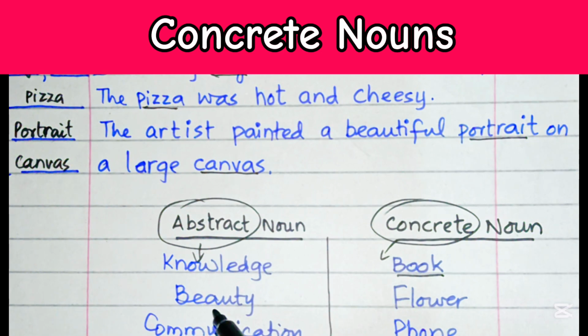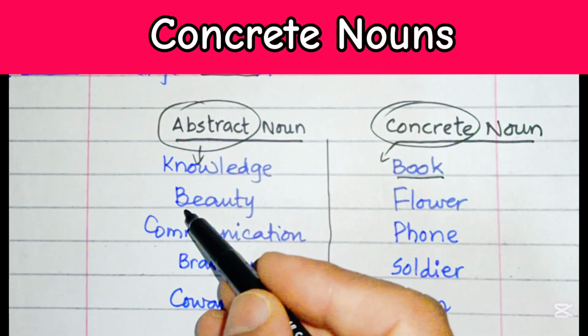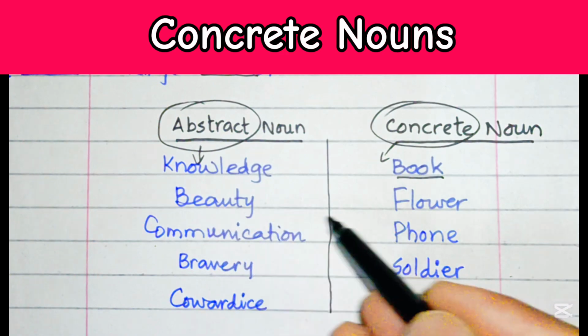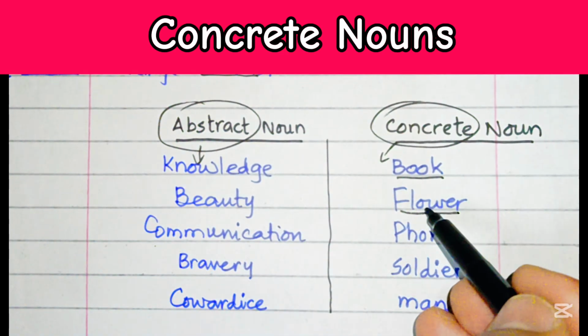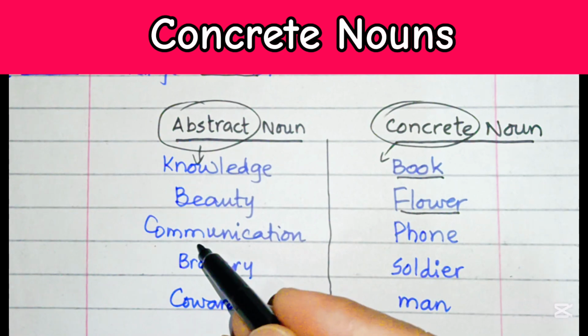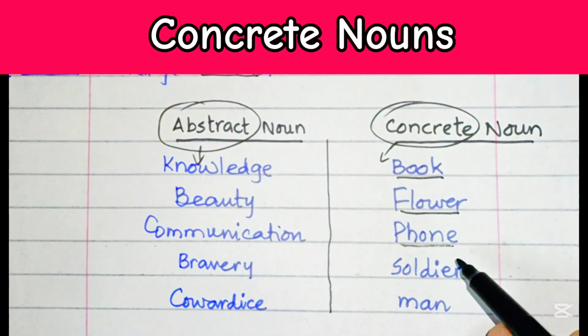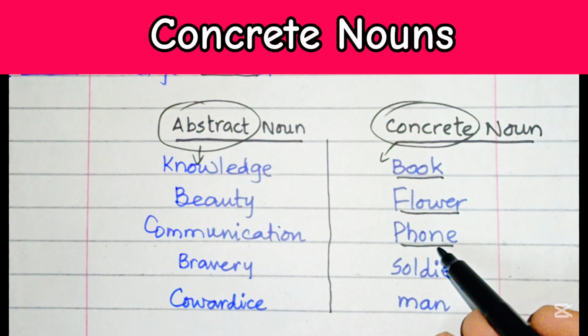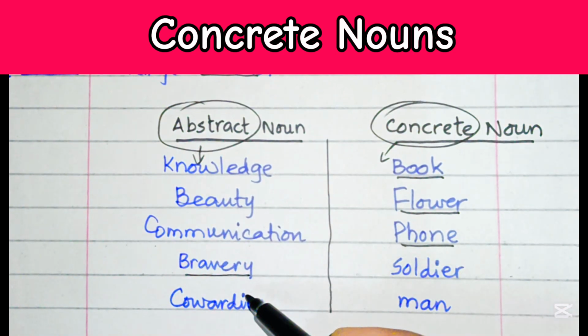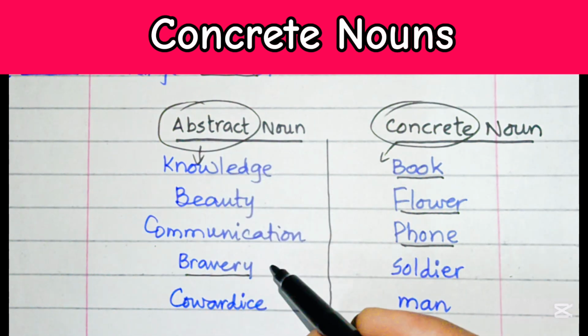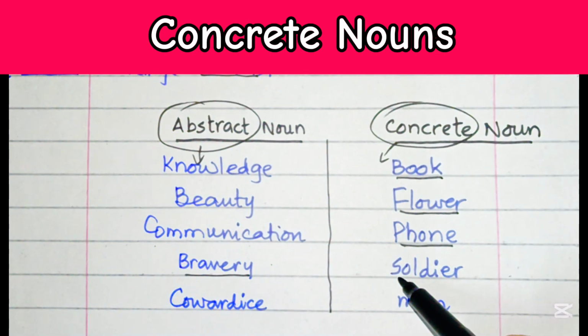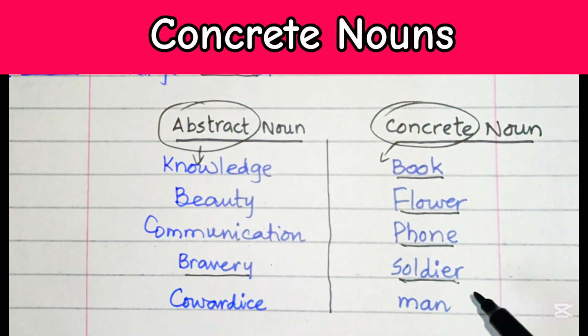Similarly, beauty is abstract. We cannot touch it, we cannot hear it, we cannot taste it, we cannot do anything with the five physical senses to trace beauty. But if there is a beautiful flower, this flower is a concrete noun. Communication is abstract in nature, but the device that we use for communication is a phone, which is concrete. Bravery is a trait, a quality that is abstract in nature, but we can have the example of a soldier who is brave, so that bravery can be reflected through that person.